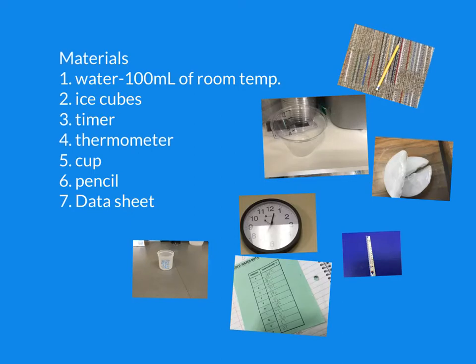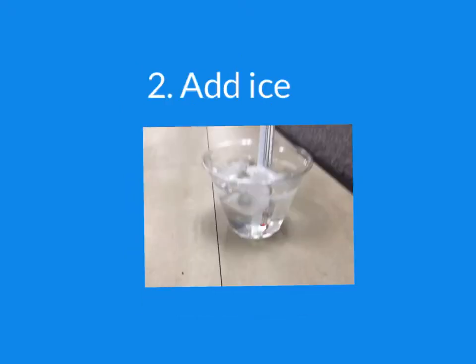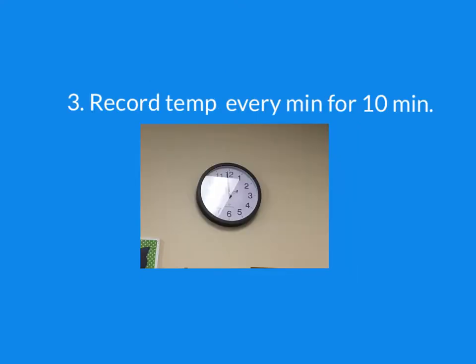Materials: 1. Water, 100 milliliters at room temp. 2. Ice cubes. 3. Timer. 4. Thermometer. 5. Cup. 6. Pencil. 7. Data sheet. Record temp every minute for 10 minutes.